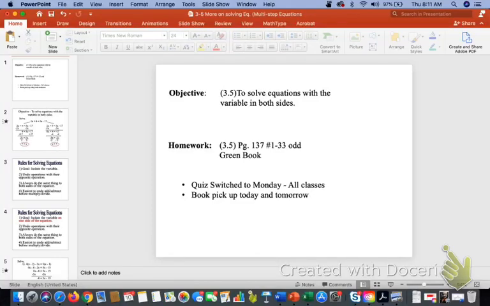Hi guys, today we are doing section 3.5 to solve equations with variables on both sides.